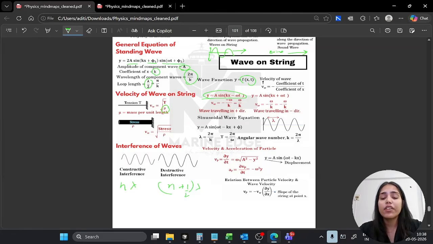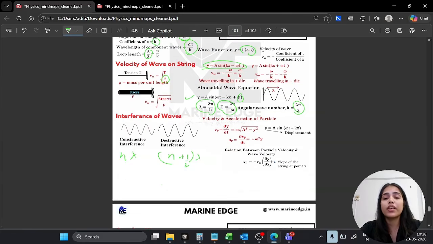Now, a sinusoidal wave equation is written like this: y = A sin(ωt - kx + φ), where φ is the phase difference. Okay, and λ = 2π/k, and the time period is 2π/ω. Then the angular wave number k is equal to 2π/λ. Now for the velocity and acceleration of a particle, you just differentiate y to get the velocity and differentiate the velocity to get the acceleration.